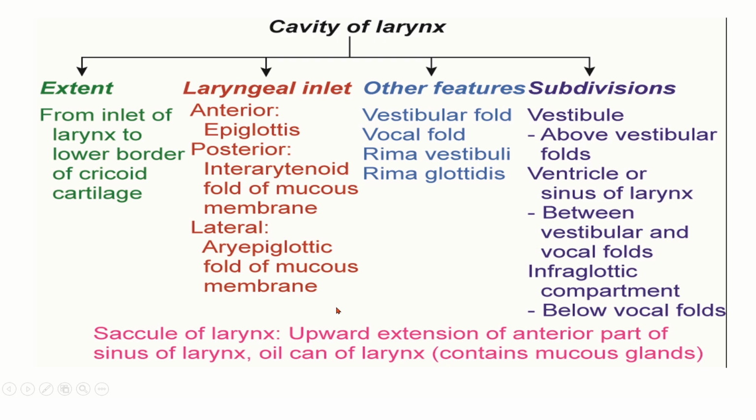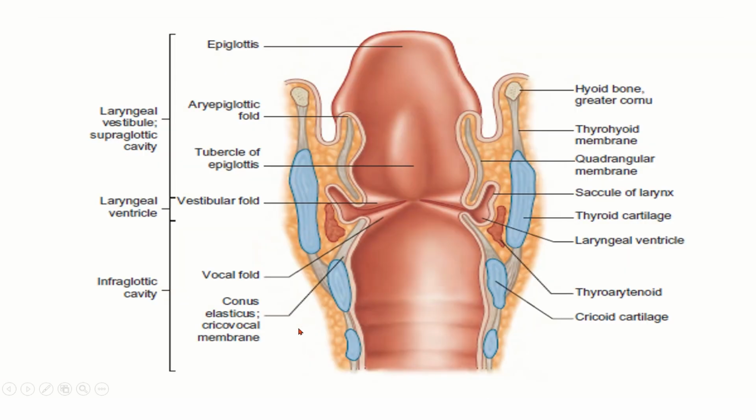The saccule of larynx is the upward extension of the anterior part of the sinus of larynx. It's also called the oil can of larynx, and contains mucous glands. The vocal folds don't have mucous glands. The vocal folds are lined by the stratified squamous epithelium. So for lubrication of the vocal folds or vocal cords, the secretions come from the mucous glands present in the saccule of the larynx, which is an extension from the sinus of the larynx.